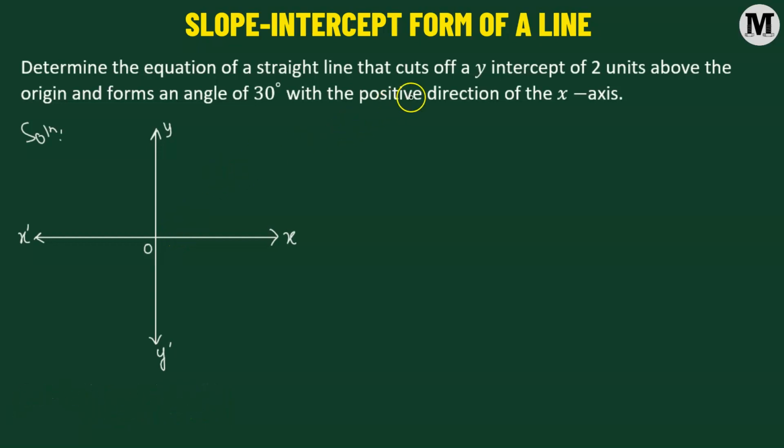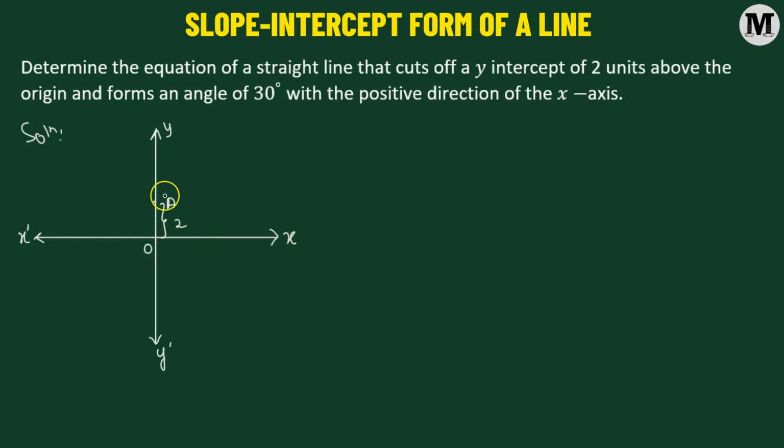So here the condition given is that the straight line cuts off a y-intercept of 2 units and the y-intercept is going to lie above the origin. So that means, let's say this is the point through which the line passes, such that the length of this particular distance, if we name it as point A, then the length of OA is going to be equal to 2 units.